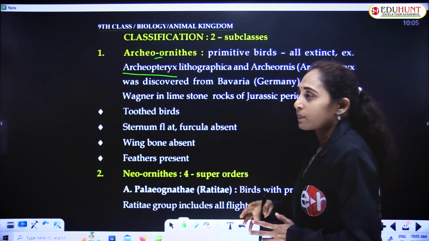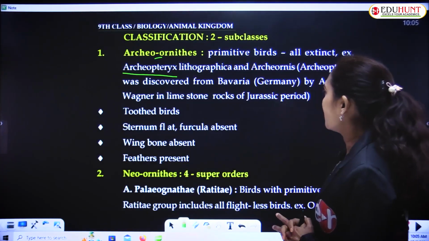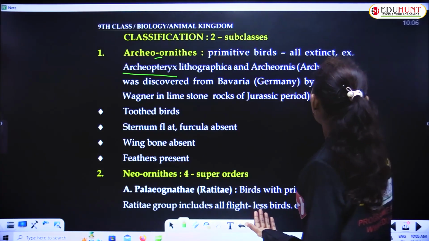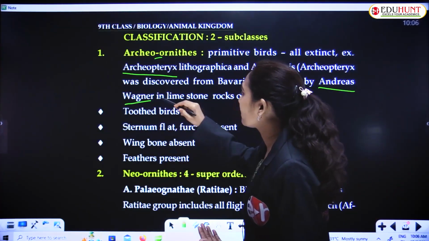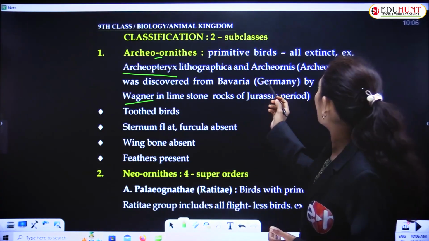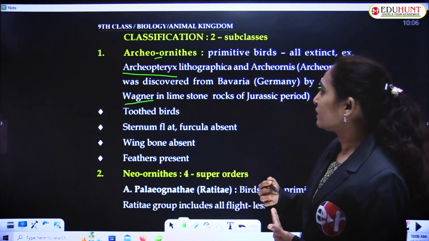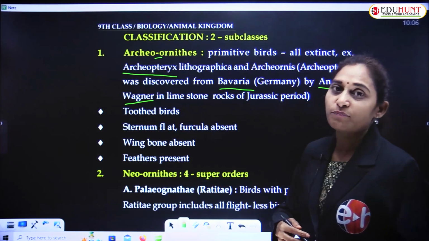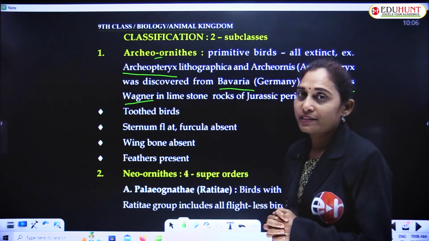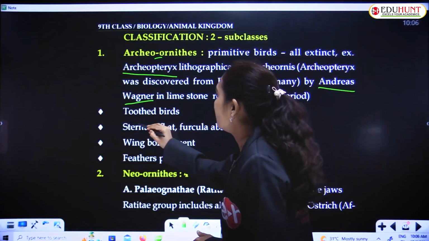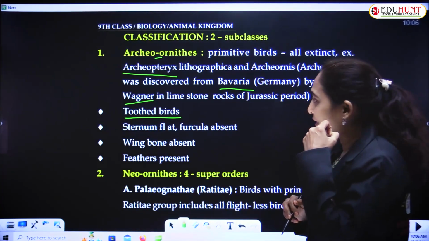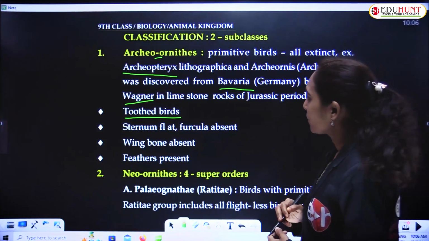It was observed by Andreas Wagner in limestone rocks of the Jurassic period. It was discovered from Bavaria, from Germany, and for a long period it was not identified. These birds have teeth in their beak or mouth.